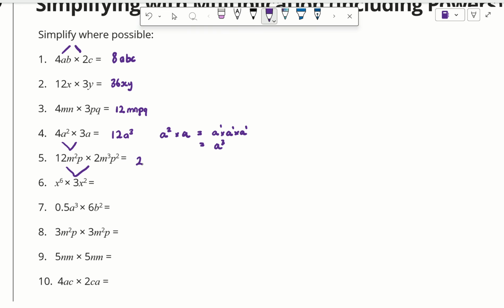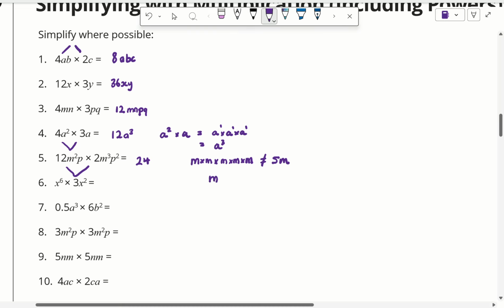2 12s are 24. M squared times m cubed. M squared is m times m, and m cubed is m times m times m. It's not 5m, it's not equal to 5m, because we're multiplying. It's equal to m to the power of 5. We simply add the powers. Okay, so that's m to the power of 5.